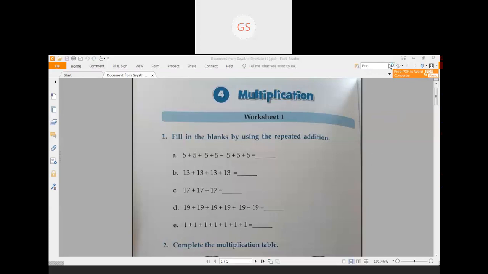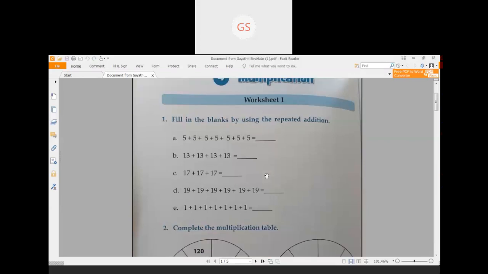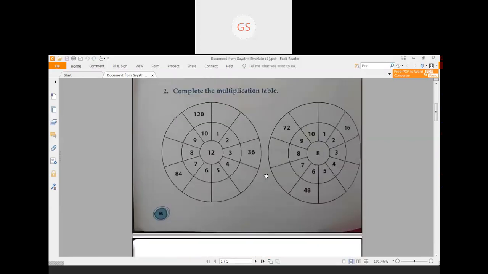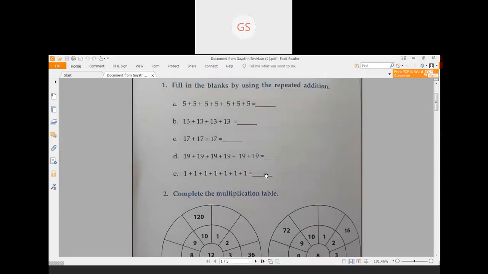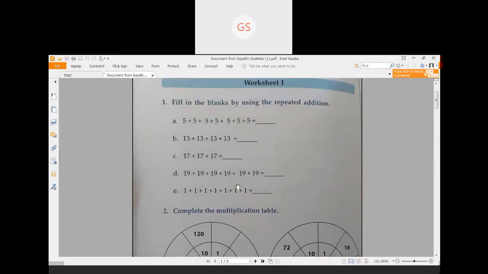Okay, children. What is multiplication? No unmuting process and all. Please mute yourself. Answers only in the chat box. Now, multiplication, page number 16, right? Now turn the page to 16.